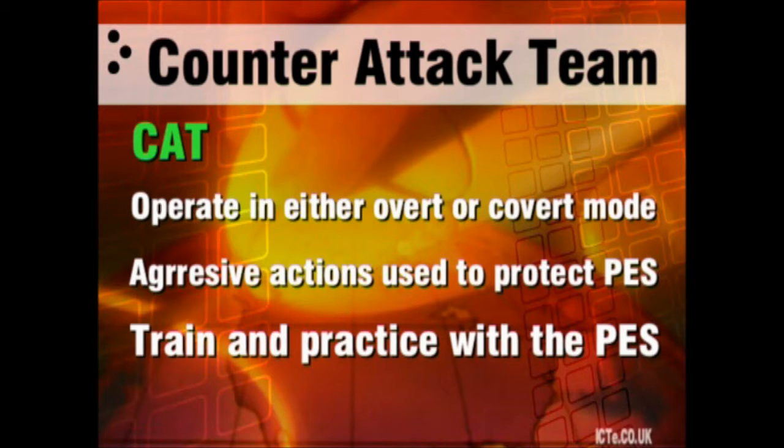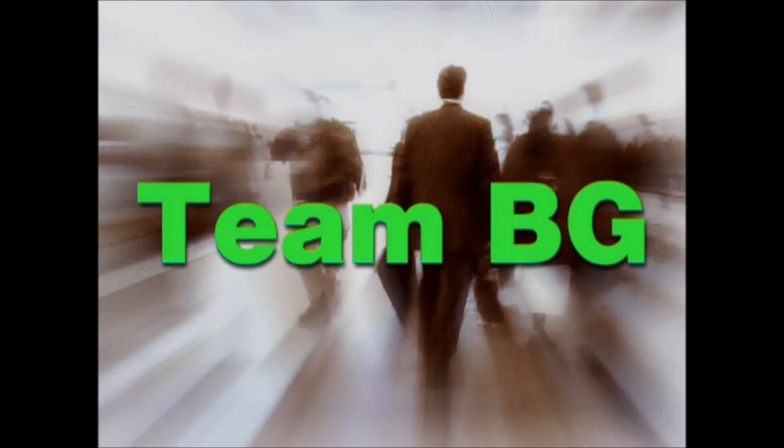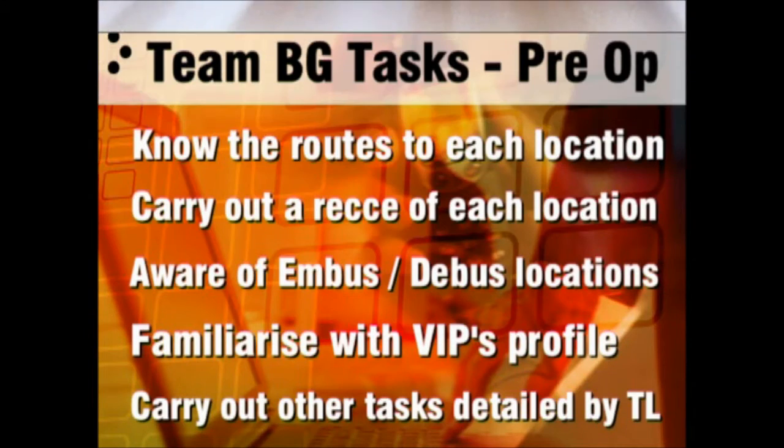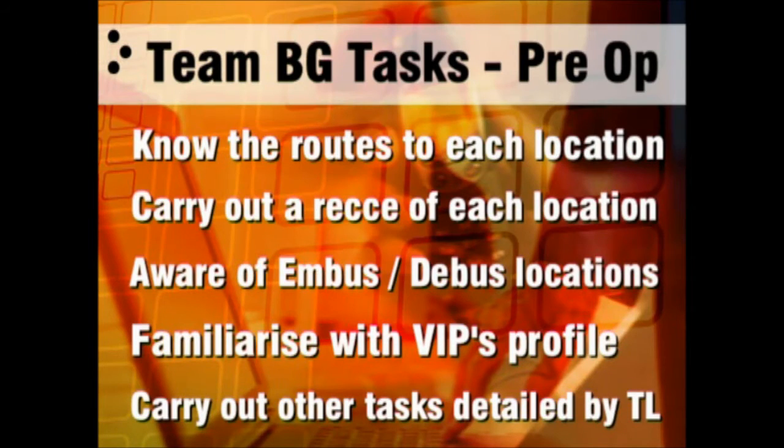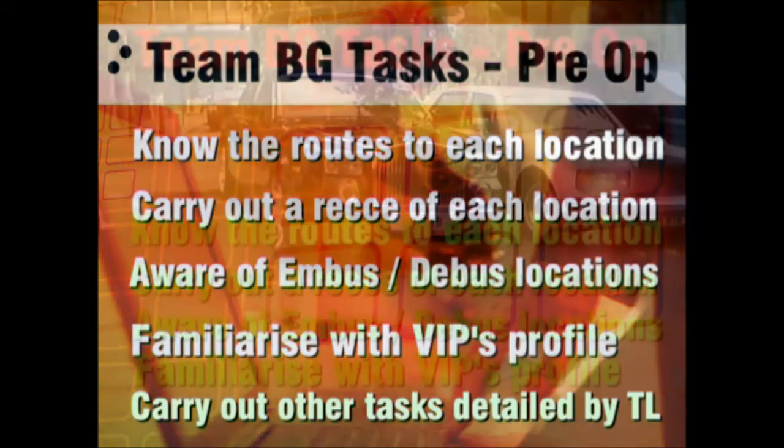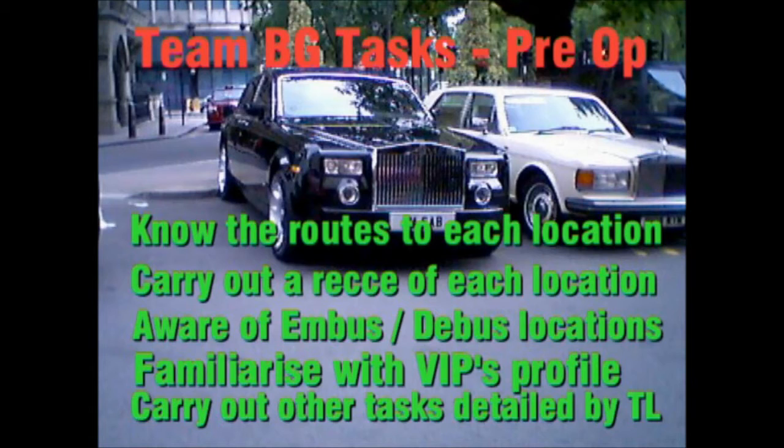We will now look at the two types of BG role in detail, starting with the Team BG pre-operation. It's important that the Team BG has been briefed on all the primary and secondary routes to and from each location, carries out route recces of each location and assesses E-bus and D-bus points. Study the VIP's personal profile and any other tasks that are determined by the team leader.